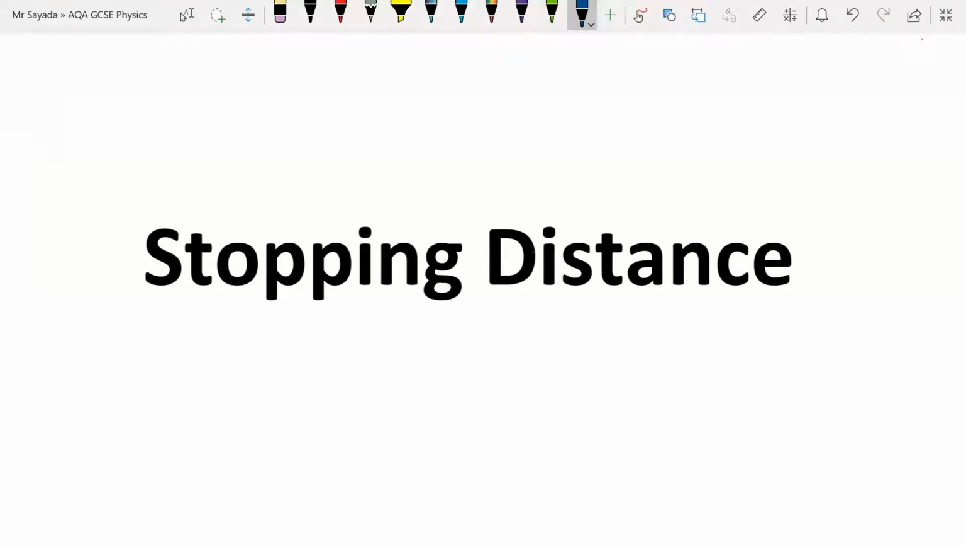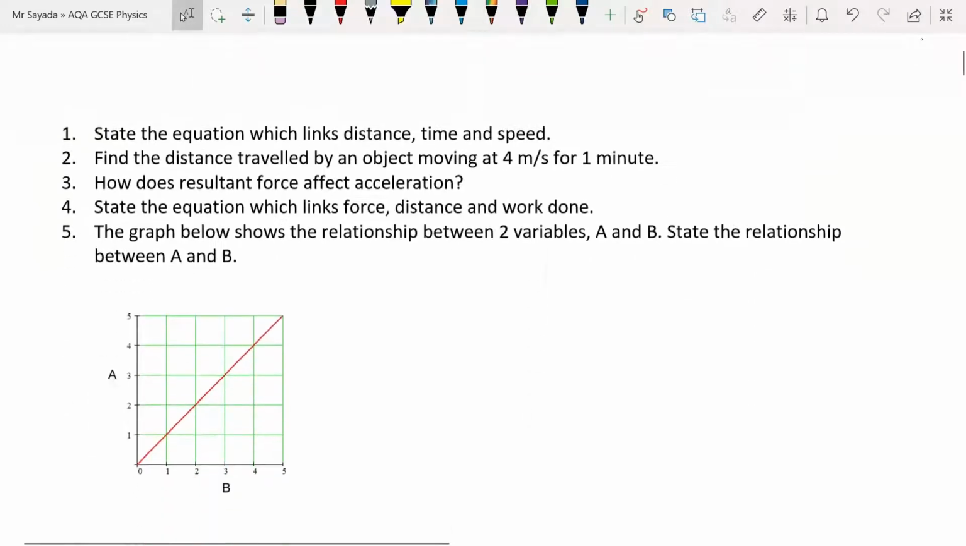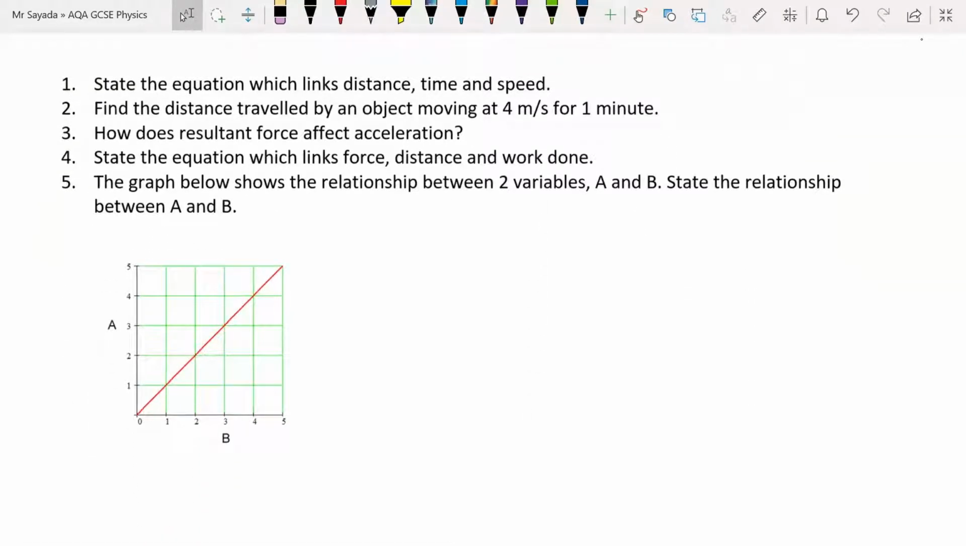In this video, we're going to look at stopping distance, which is the distance which a car travels to fully stop. So when cars stop, they don't stop immediately, they do travel a distance before they stop. Pause the video to do these 5 questions, press play once you've done them.